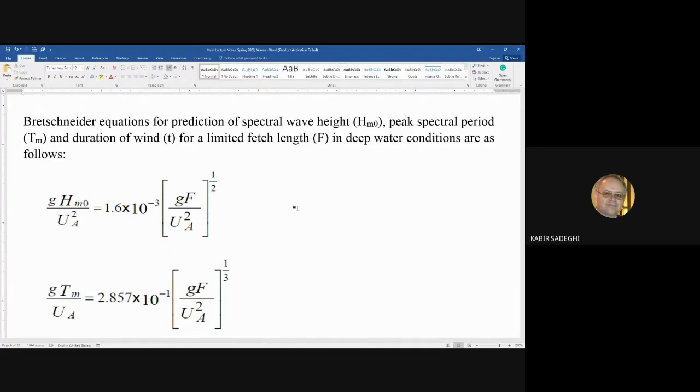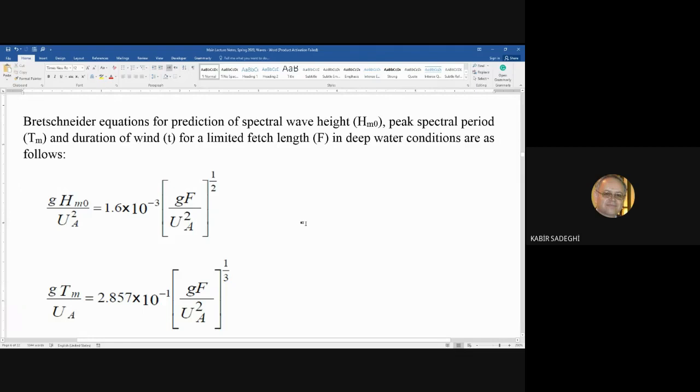For a limited fetch length, it means that it's offshore, but with limited fetch length. Either the duration of wind is low, or the fetch length is low, or it's between two shorelines, but there is deep water. Imagine it is between two mountains, something like that, depends. And that is for deep water condition.